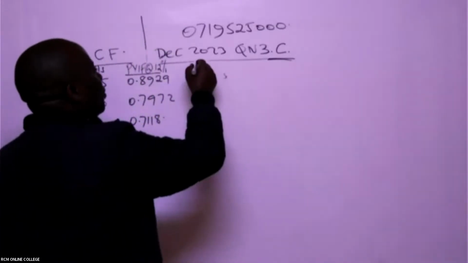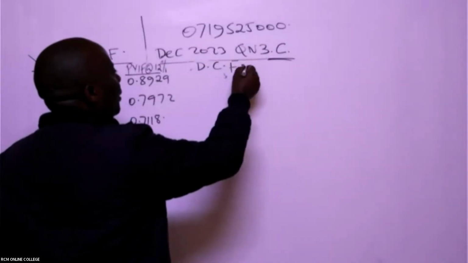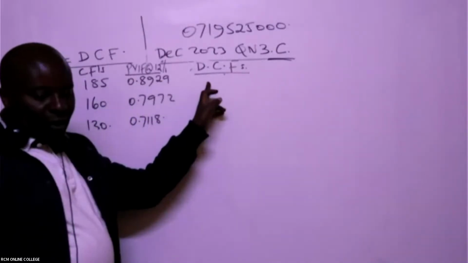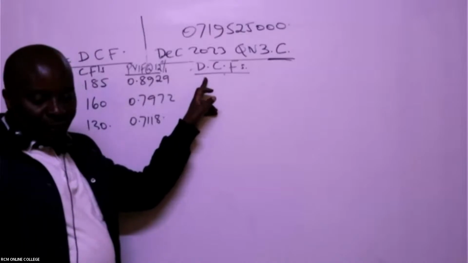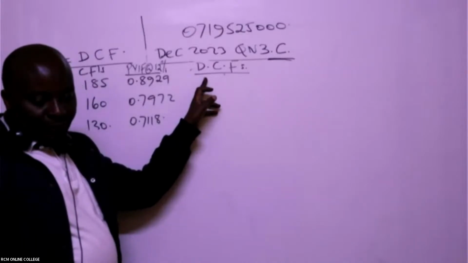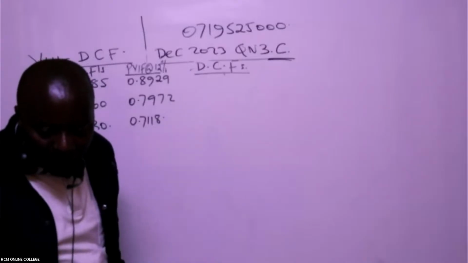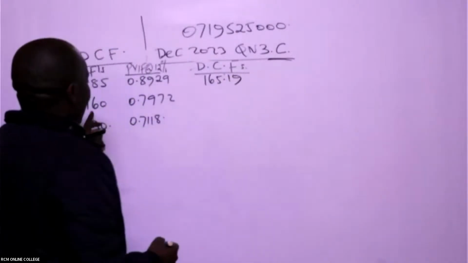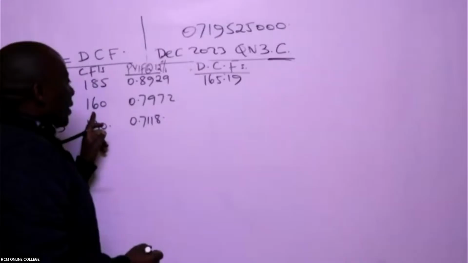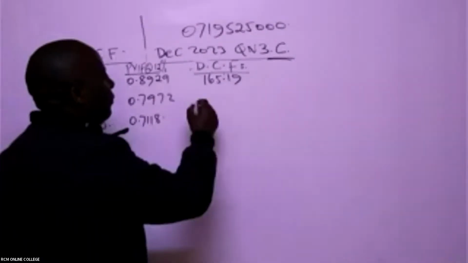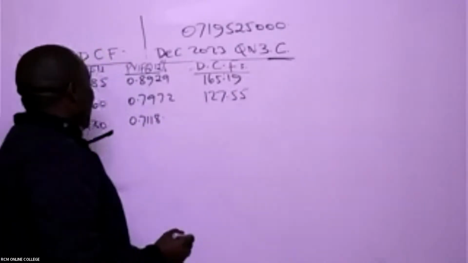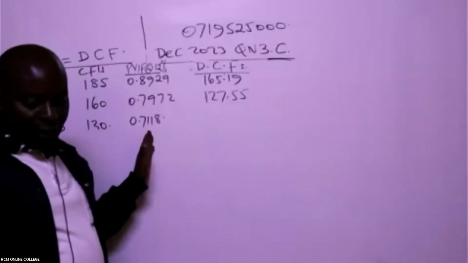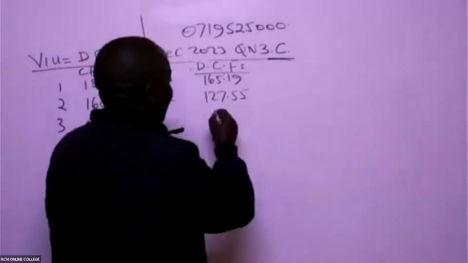Then finally give us what we call the discounted cash flows. Now we are taking this 185 times this. You give me an answer. 165.19. Then we have 160 times 0.7972, which is 127.55. Then we have 130 times 0.7118, which gives me 92.53.